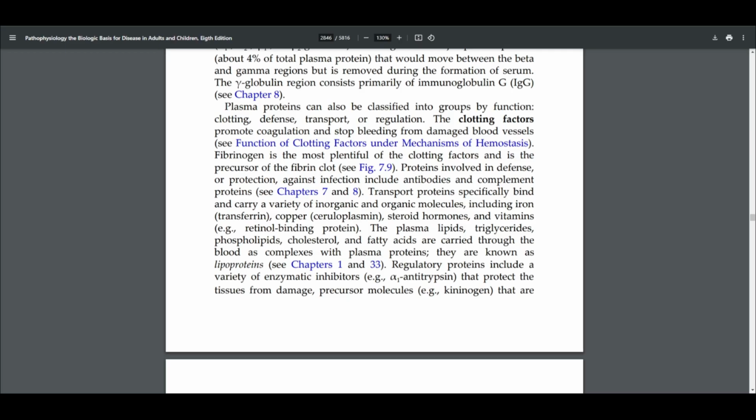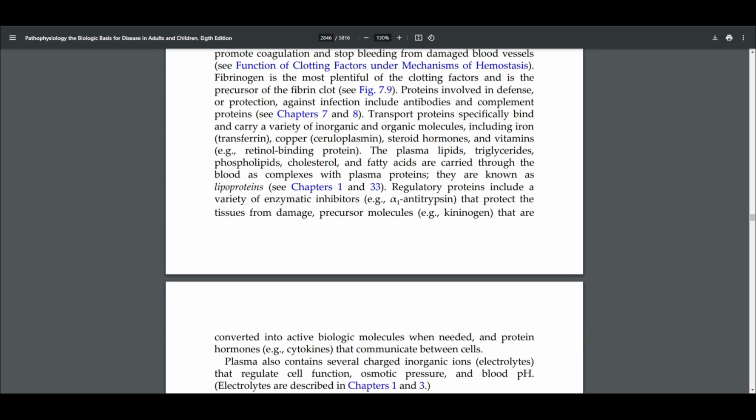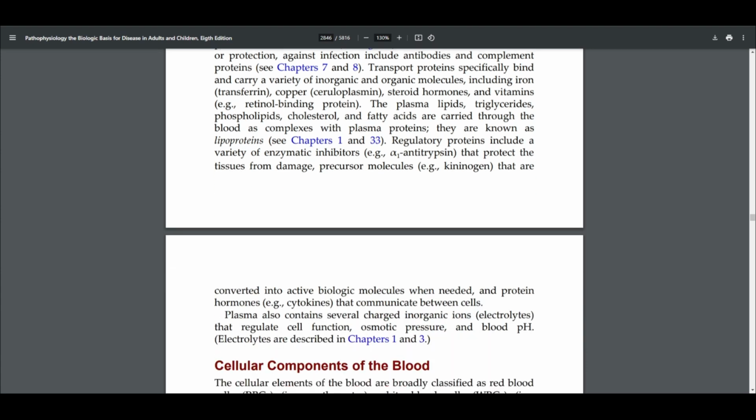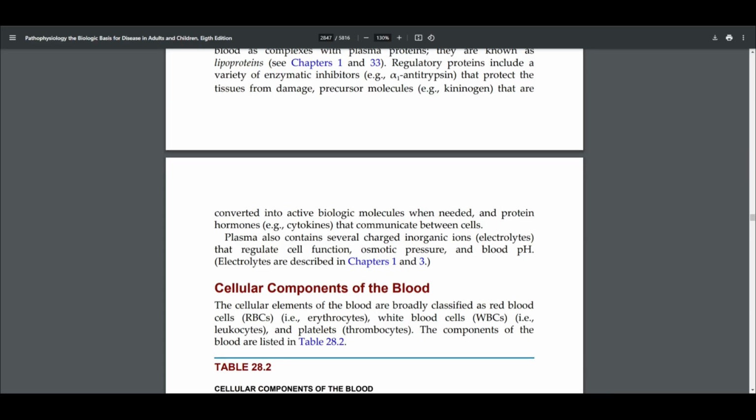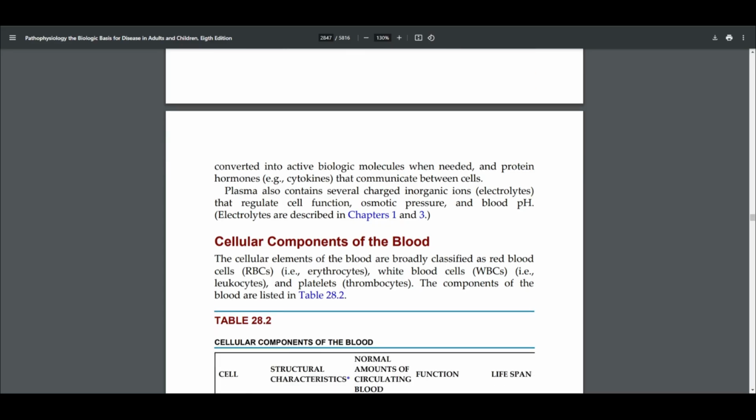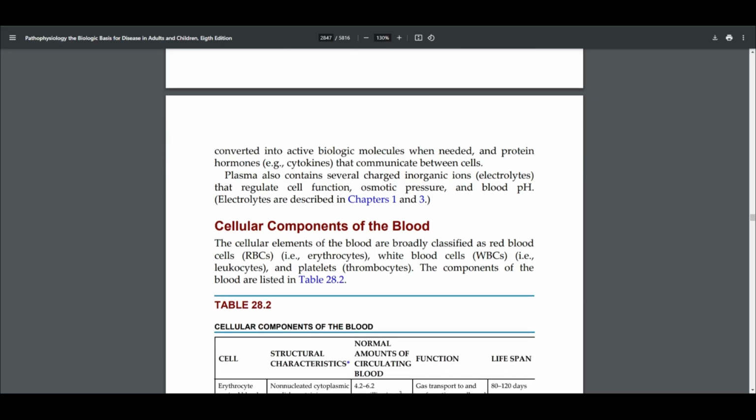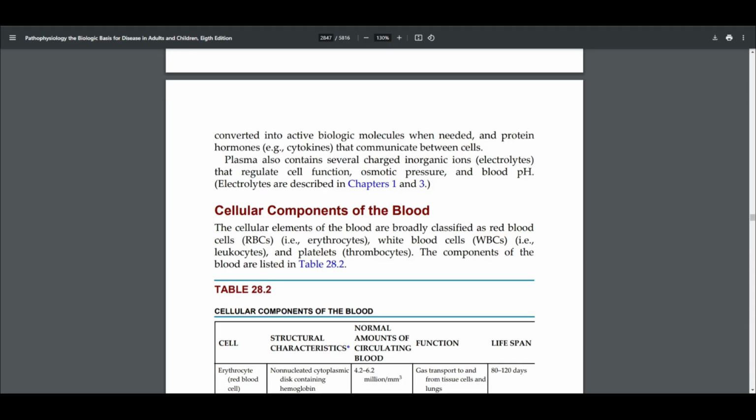Regulatory proteins include a variety of enzymatic inhibitors that protect the tissues from damage, precursor molecules that are converted into active biologic molecules when needed, and protein hormones that communicate between the cells. Plasma also contains several charged inorganic ions that regulate cell function, osmotic pressure, and blood pH.